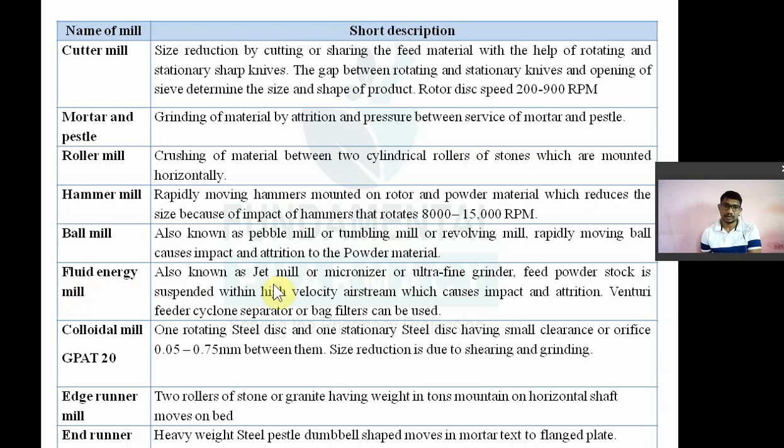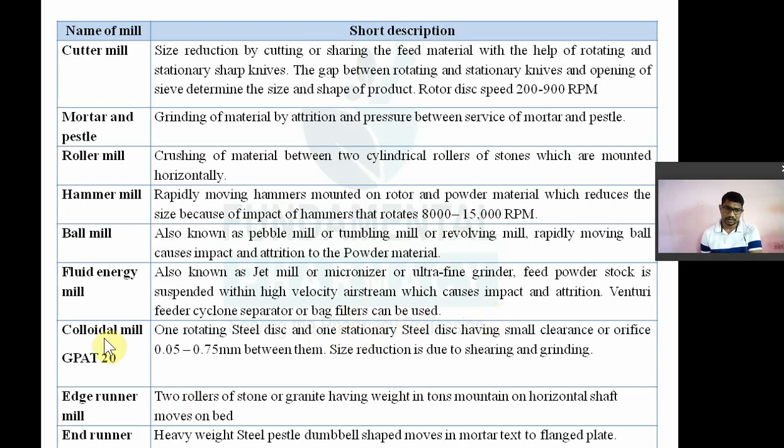Next one is a fluid energy mill. It is also known as jet mill or micronizer or ultra fine grinder. Remember the synonyms. Synonyms are very important. Jet mill, micronizer, or ultra fine grinder. The feed powder stock is suspended in a high velocity air stream. A question can come on this too: feed powder material suspended in a high velocity air stream is involved in which of the following mills. Okay, so fluid energy mill. It will cause impact as well as attrition. Venturi feed, cyclone separator or bag filters can be used to separate the product.